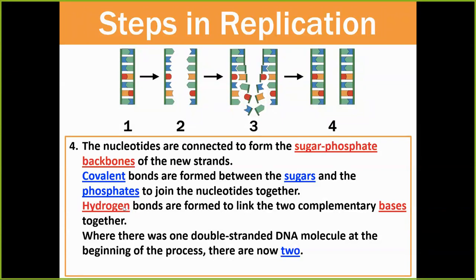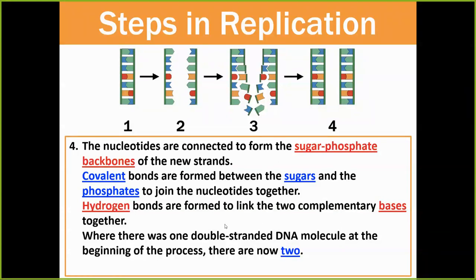And then hydrogen bonds form between the complementary base pairs. So we have hydrogen bonds going down the middle, holding the two strands together. Remember, those are kind of weak. And then we have covalent bonds holding the backbones together, which comparatively speaking are much stronger than hydrogen bonds.